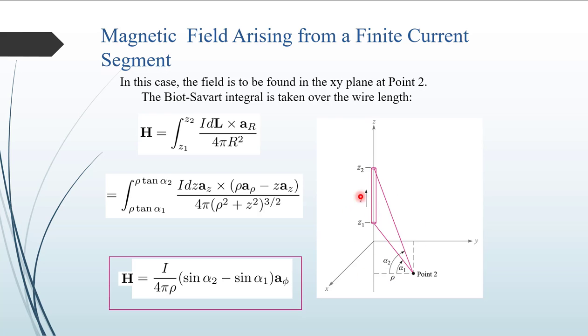So from this diagram, the final equation of H at point P is given by H bar is equal to I upon 4 pi r, or I upon 4 pi rho in the cylindrical system, in brackets sine of alpha 2, where the angle alpha 2 is the angle made by Z2 with P with respect to this horizontal line, minus sine of alpha 1, into a phi cap. So this equation we are going to derive for a finite length filament.